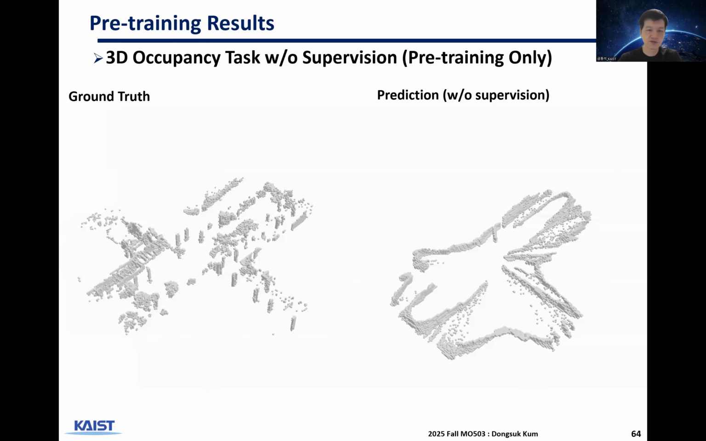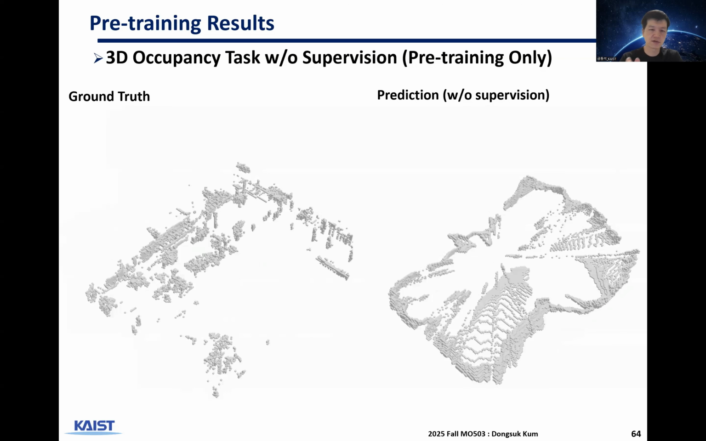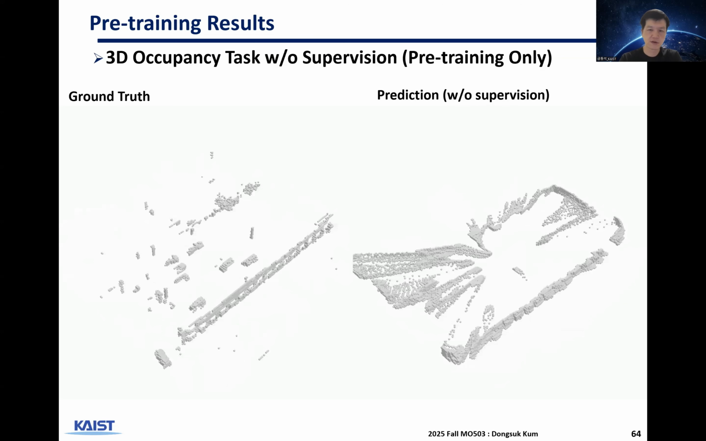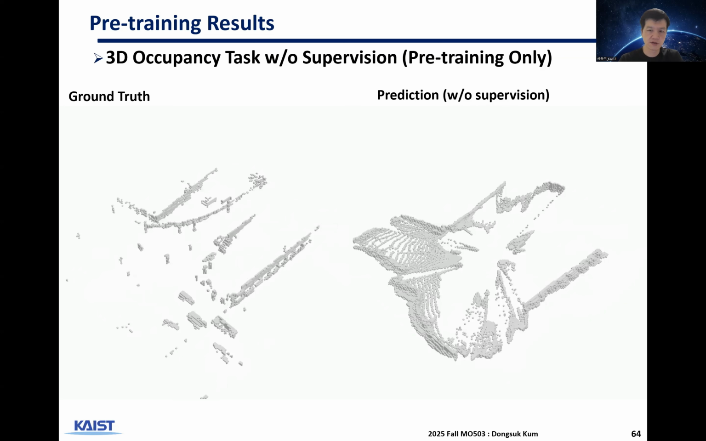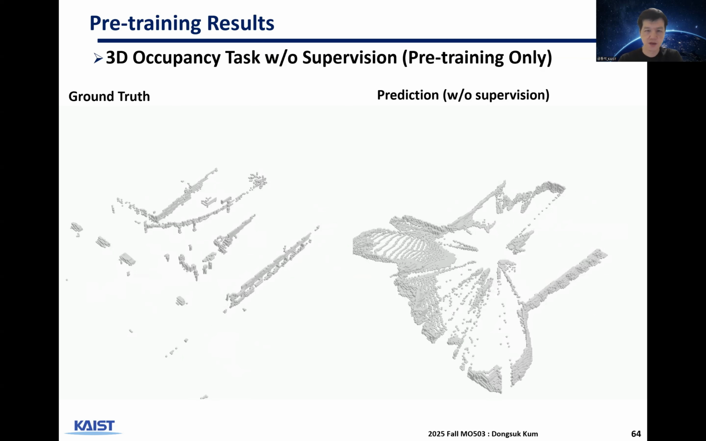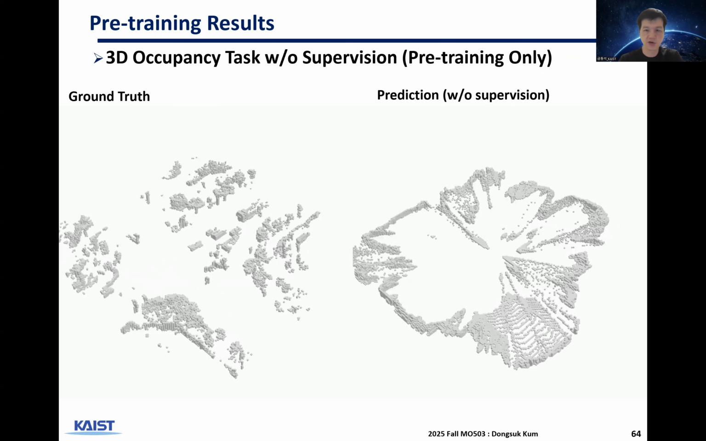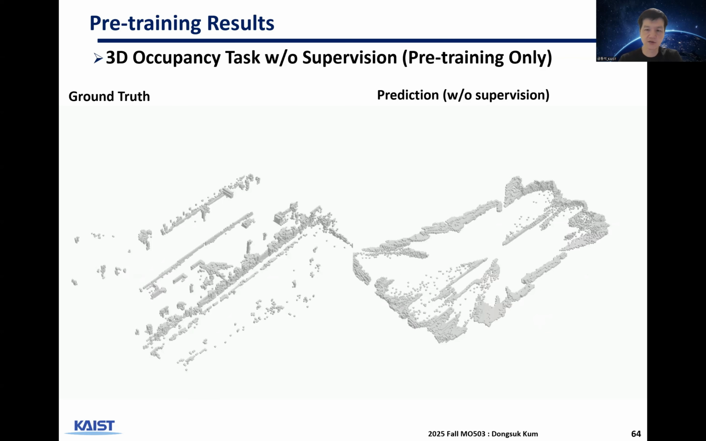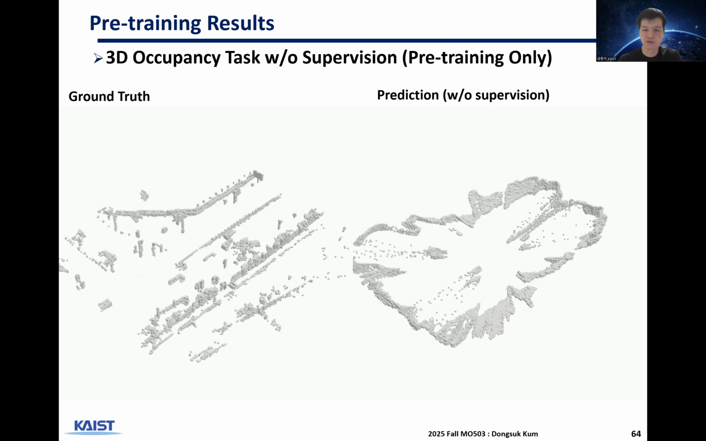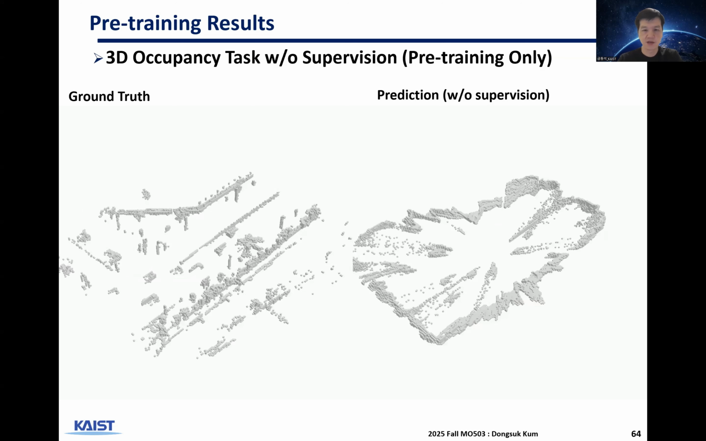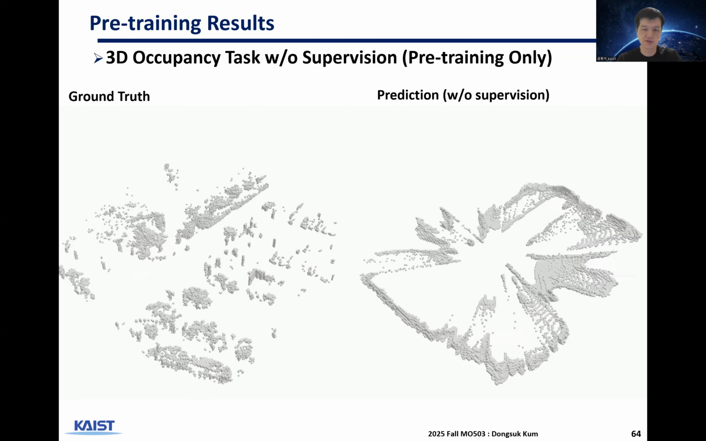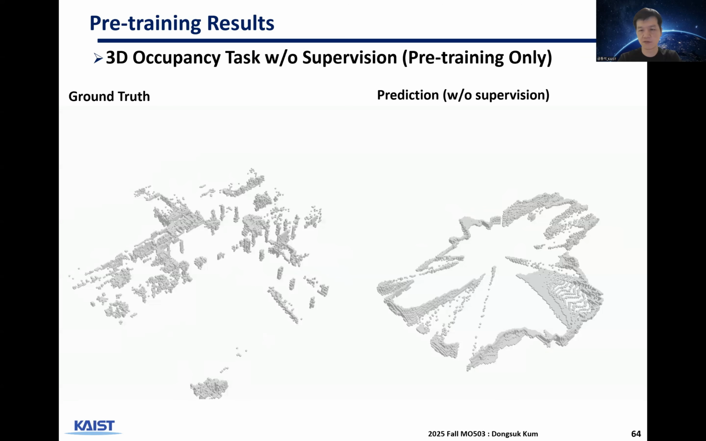And this is the pre-training result. The left video is ground truth. The right video is the 3D occupancy prediction. Note that this is pre-training only, so we did not use any supervision, any labels here. It's not great, but it still outputs some 3D occupancy results without any supervision.